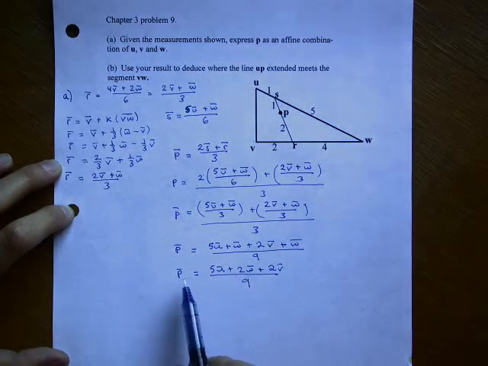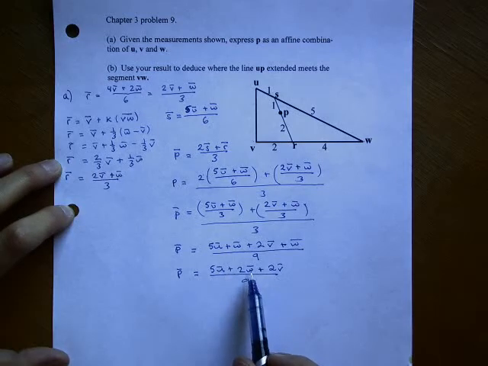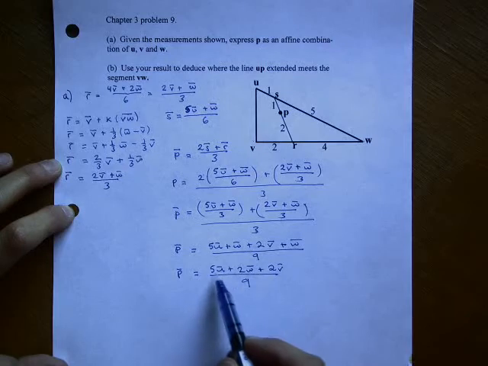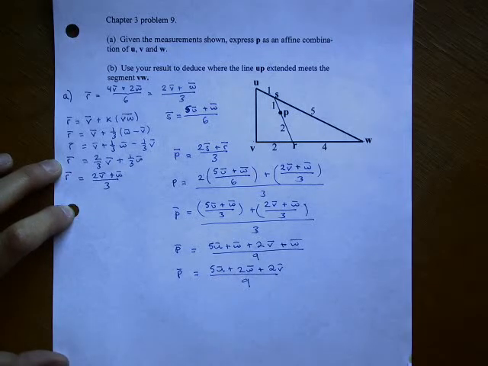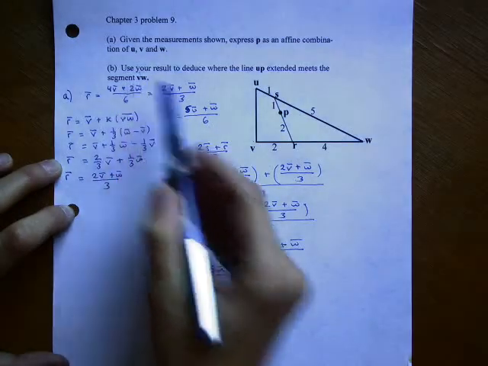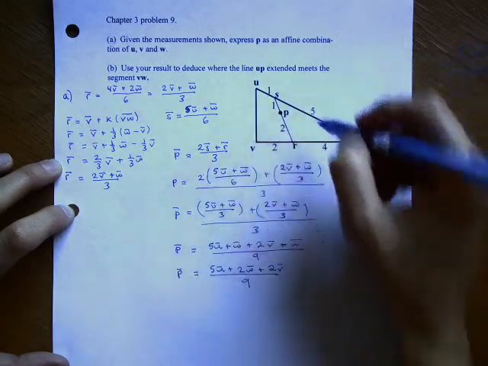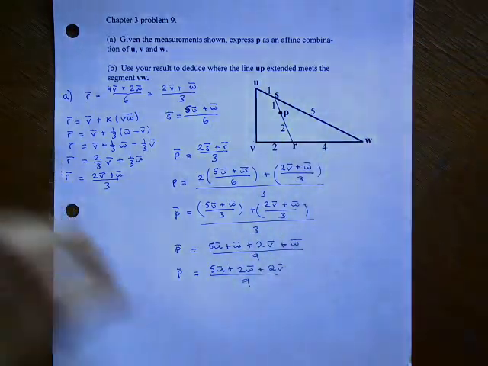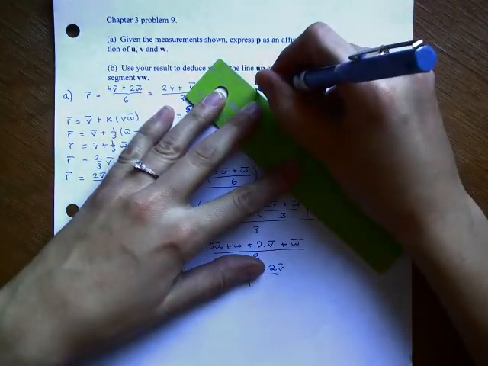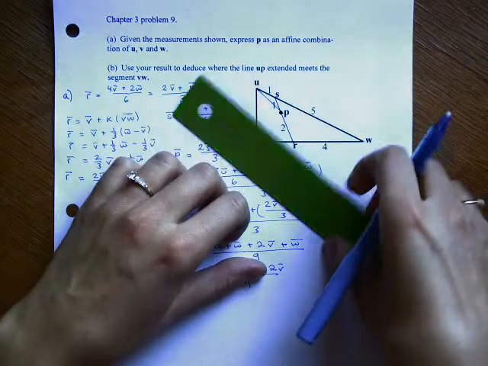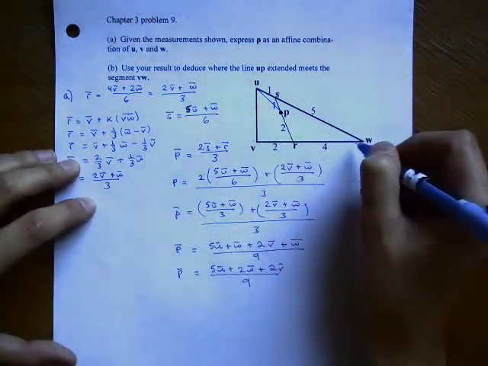So now we have P expressed as an affine combination of U, V, and W. And as you can see here, the coefficients all add up to 1. We have 5 plus 2 plus 2 is 9, divided by 9. Now the next part of our problem is to use this result to deduce where the line UP extends to meet the segment VW. So let's just draw our line UP to begin with. So there's our line UP, and now we want to know where it extends to hit this line.